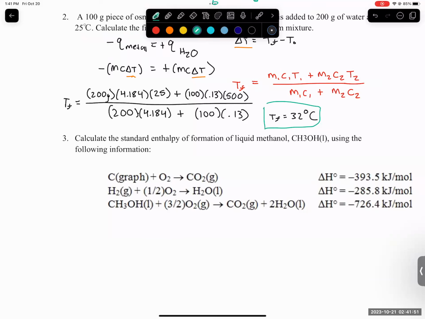All right. Number 3, calculate the standard enthalpy of formation of liquid methanol using the following information. So we have all these reactions, and you probably have to do some flipping and manipulation to them. Which law is that? We have to do all the flipping and manipulations of delta H. That's Hess's law. So it says the standard enthalpy of formation of liquid methanol.